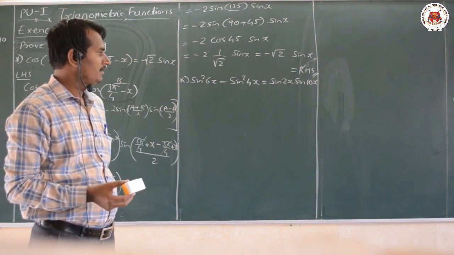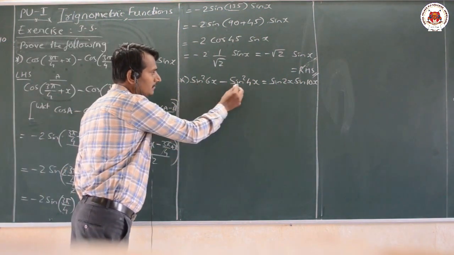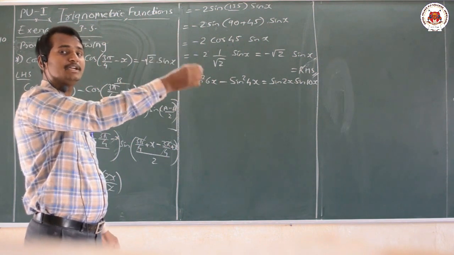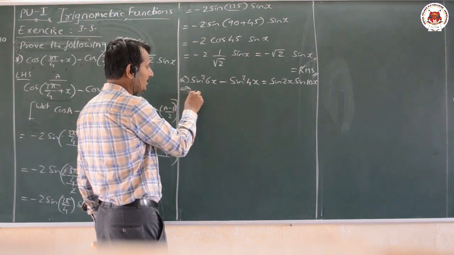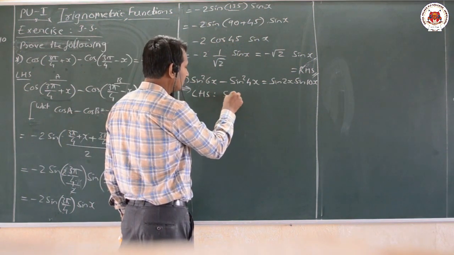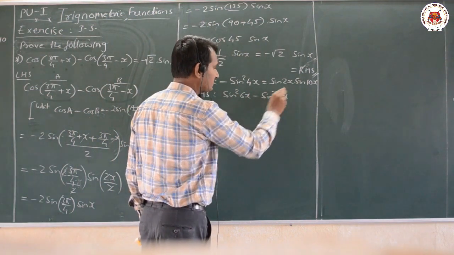Now here we know one basic formula. What is that? A square minus b square means a plus b into a minus b. That formula we will make use of here. So before going to that, I will write down the LHS part. What is the LHS here? That is sine square 6x minus sine square 4x.